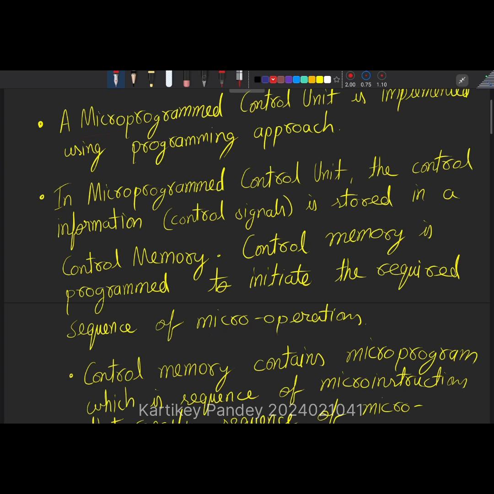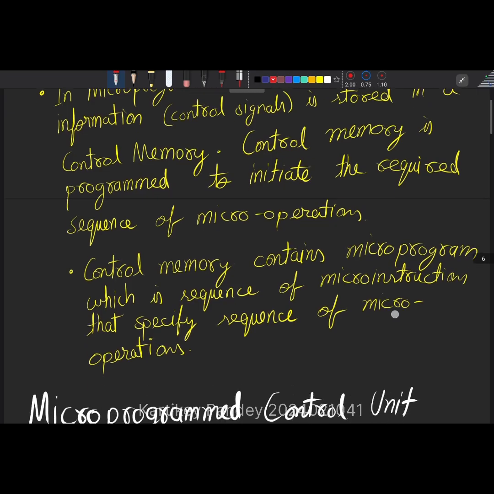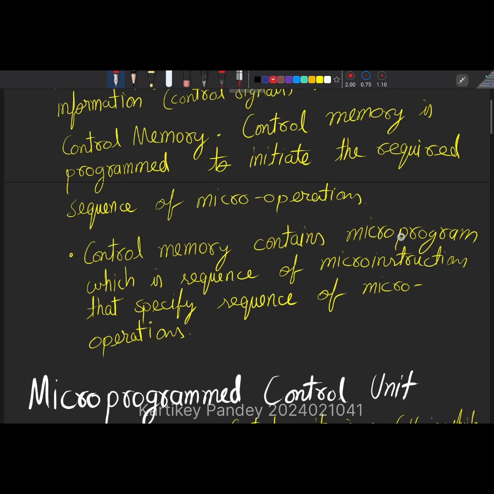So here the control information, that is control signals, is stored in control memory, and control memory is programmed to initiate the required sequence of micro operations. Control memory contains microprograms, which are sequences of microinstructions that specify the sequence of micro operations. So inside control memory, we have microprograms, and these microprograms are sequences of microinstructions, and these microinstructions specify the sequence of micro operations that has to be executed.